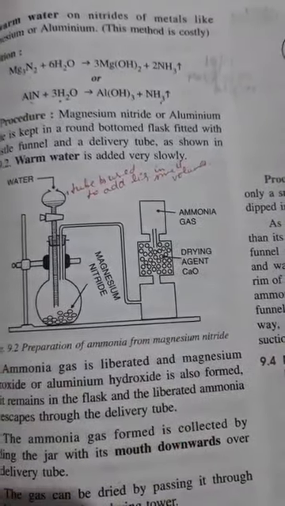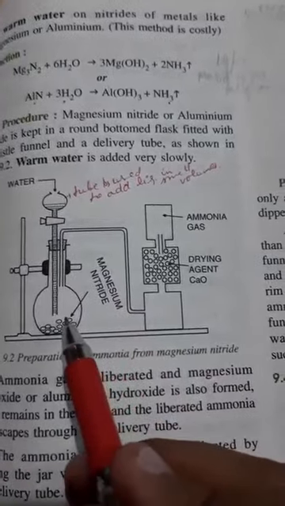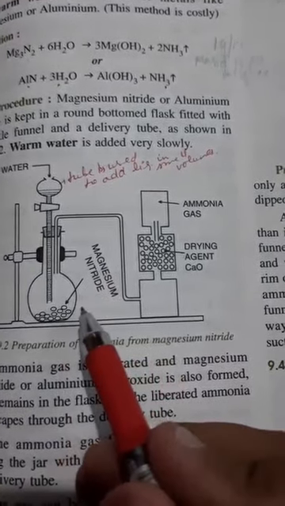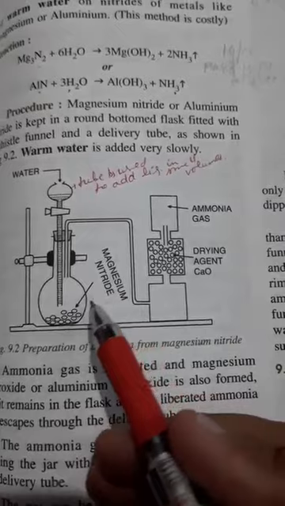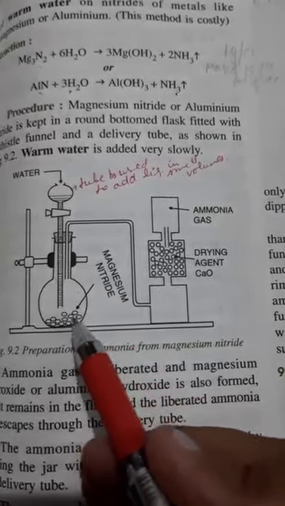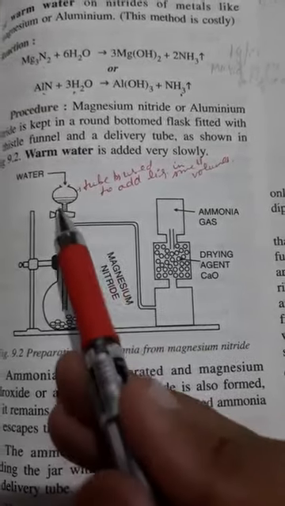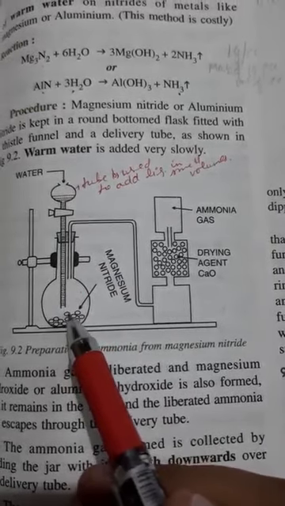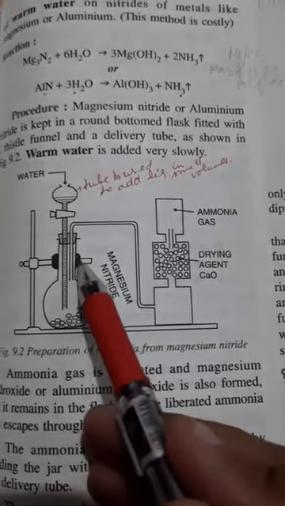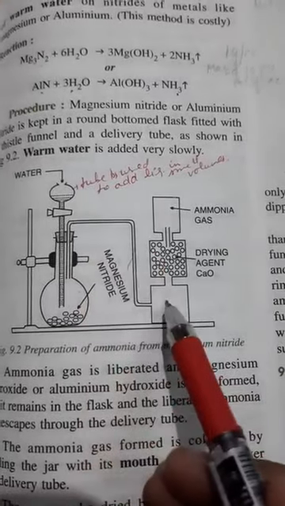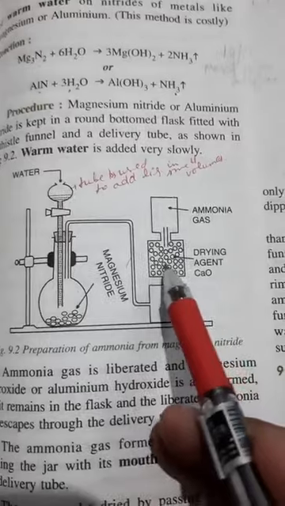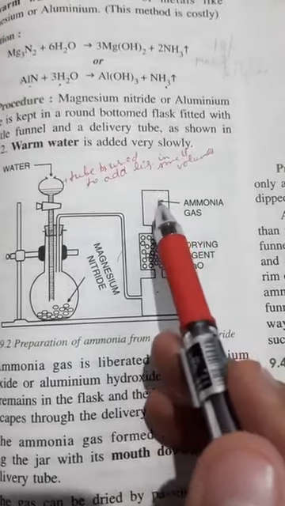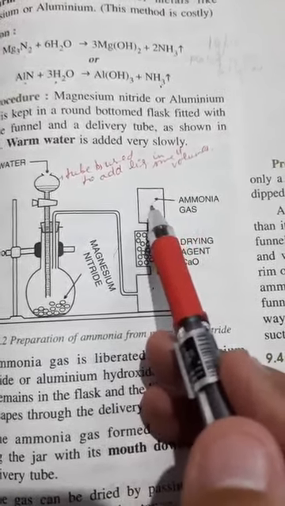Almost the same type of experiment is done here. But in this case, we are not tilting the round bottom flask because no water is being formed, no such heat problem is there that water will fall and break the container. So warm water is falling slowly on these nitrides, maybe magnesium or aluminum nitride, and again there is formation of ammonia gas. This goes to another container where it can be dried by CaO, and ammonia gas will be formed here. Clear?